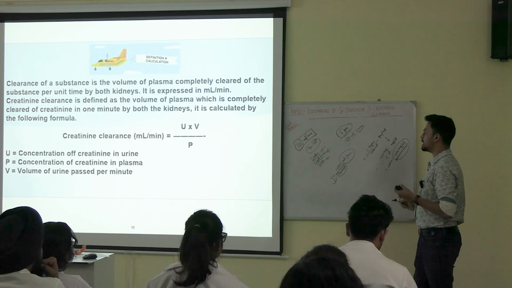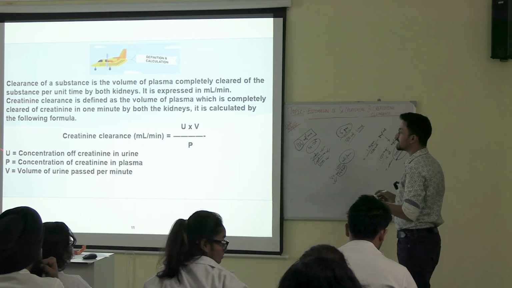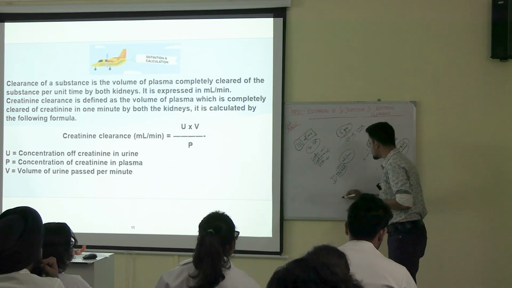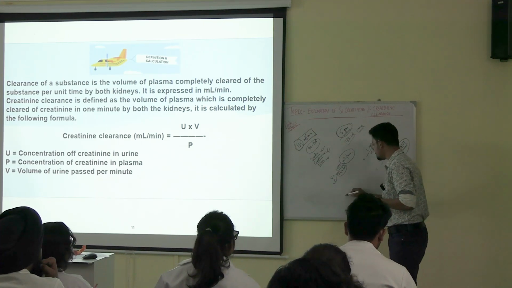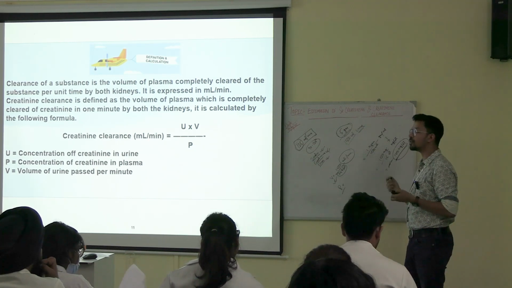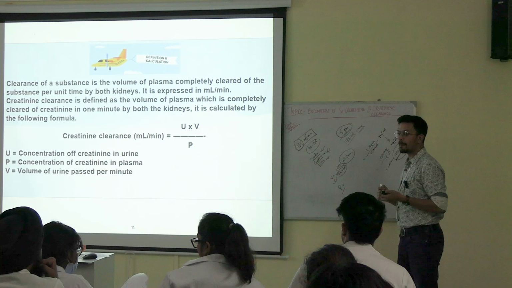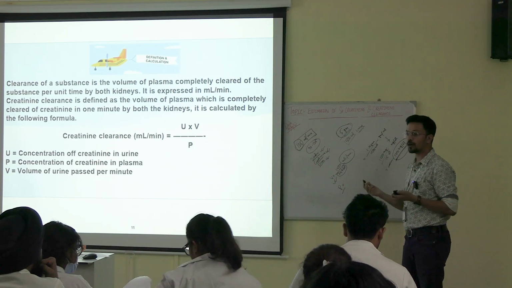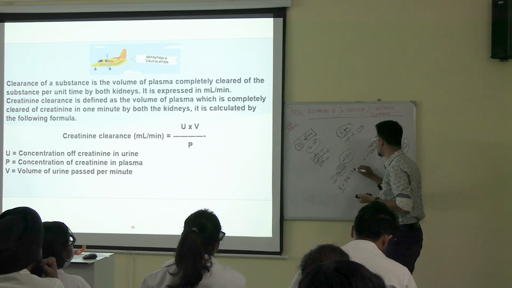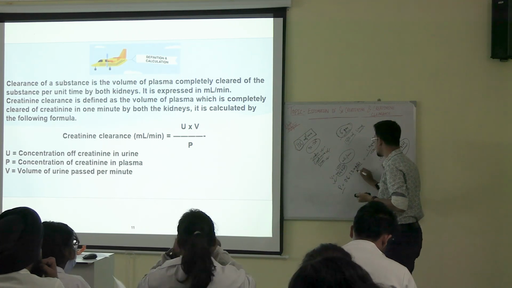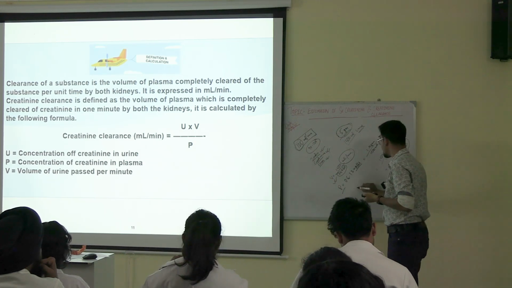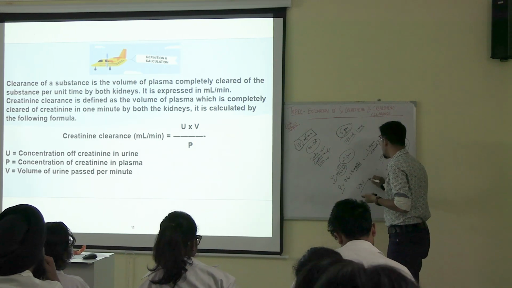Now the second thing comes. Whenever we are using the concentration of the creatinine in the urine and the plasma, in the plasma or the serum, what is the normal value of creatinine? 0.6 to 1.2 mg per dl. Right? Now if I am putting the same equation, can I put it like U into V divided by P?